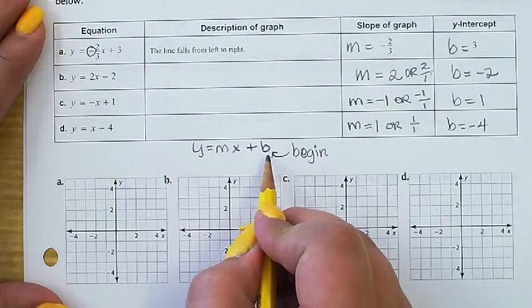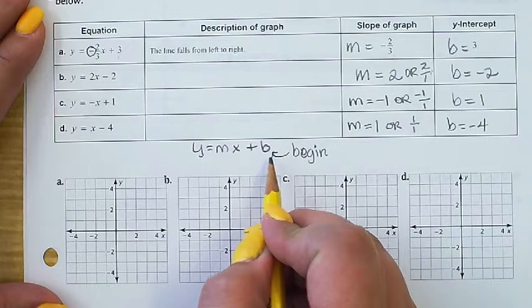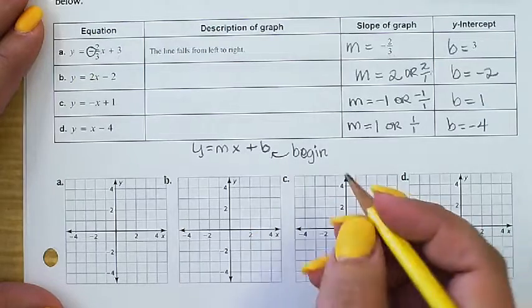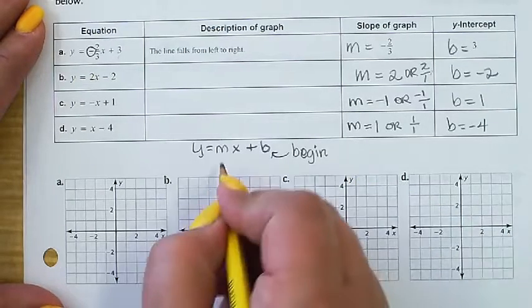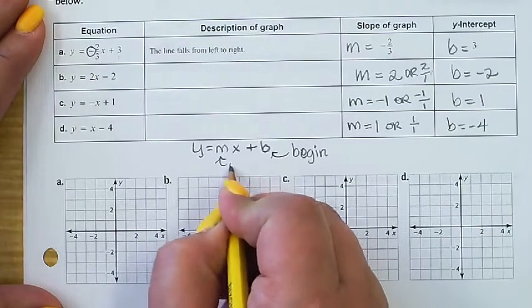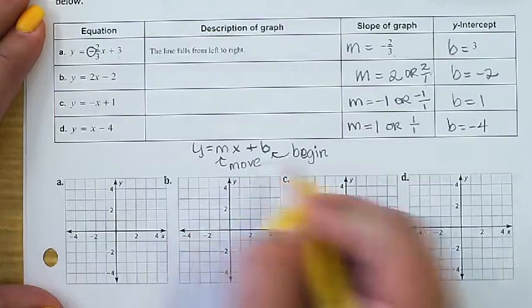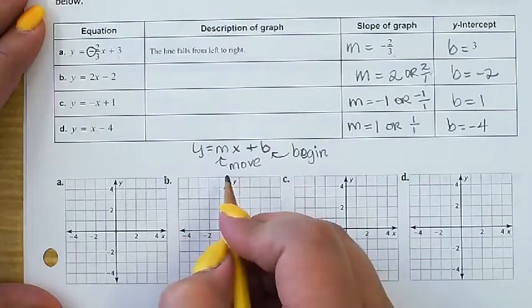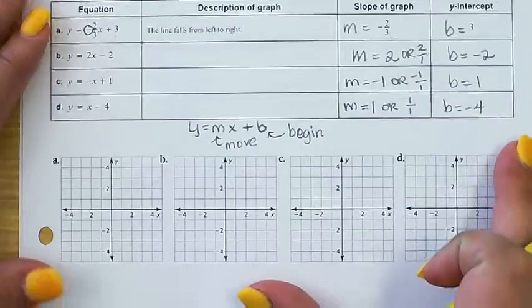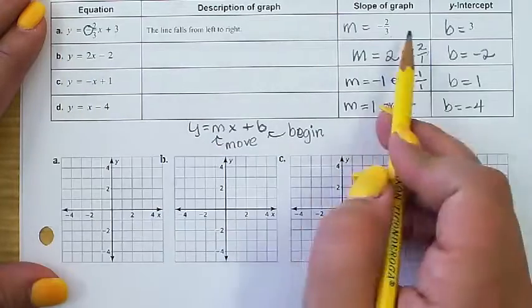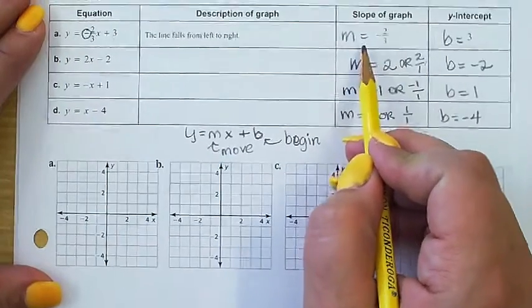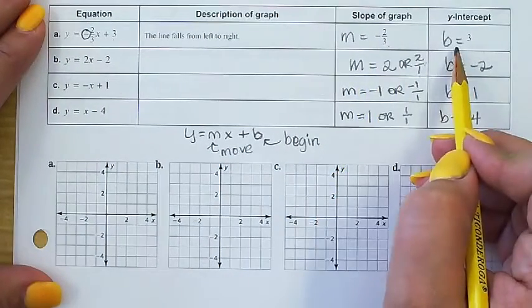So that's always going to give me a number or a place for me to begin my line on the y-axis. And then once I am at that point, the slope is going to tell me how to move so that I can get to the next point on the line, okay? So let's try that for A here. It has a slope of -2/3 and a y-intercept at 3.